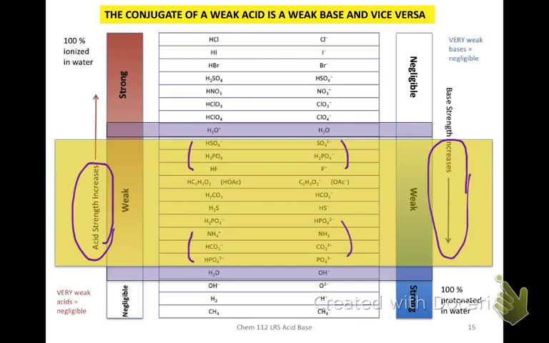They are intermediate. A strong acid would be good at donating a proton. A strong base would be good at accepting a proton. Water is at the borderline, at the purple lines. It's kind of the solvent. And in the middle are the weak acids and bases.